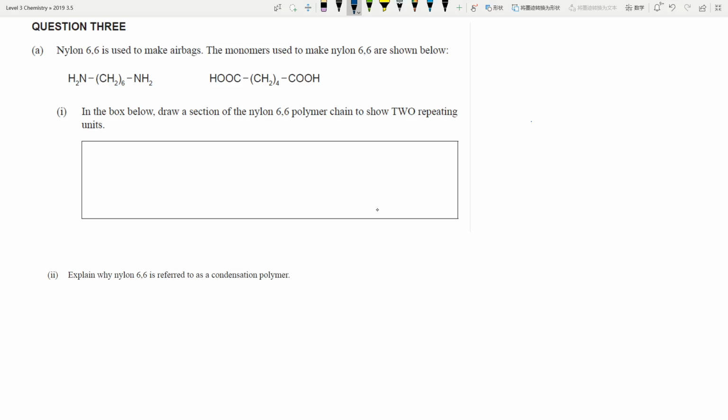So nylon 66 is used to make airbags. This is the diamine, this is the dicarboxylic acid. We want to draw a section of the nylon 66 polymer to show 2 repeating units.